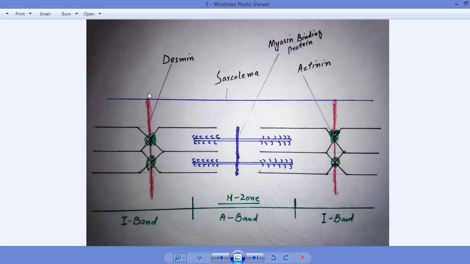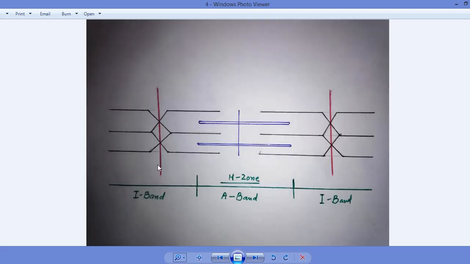Now the isotropic area also contains a line that is called the Z line. The Z line is actually the line at the attachment point of actin. So the area between two Z lines is called the sarcomere. This is the basic unit of muscle cell, the sarcomere. Sarcomere is the area between two Z lines, and the Z line is the line at the attachment site of each actin fiber.